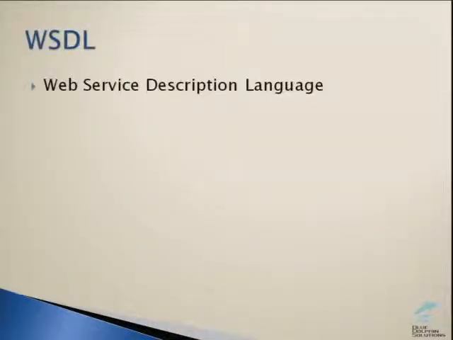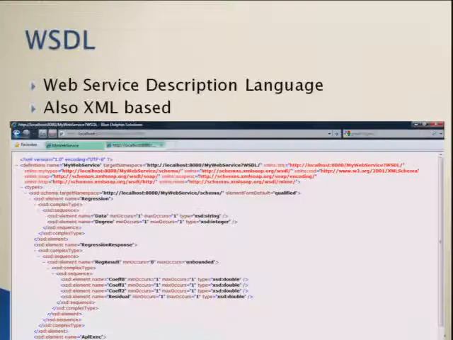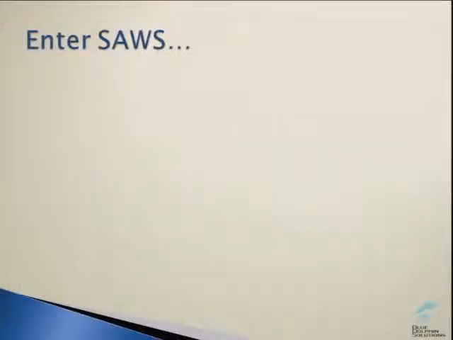Then there's WSDL, which is the Web Service Description Language. So this is how we describe our web service to the rest of the world. And it's also XML based, and it's pretty god-awful. You know, it's lengthy and cumbersome, and you really don't want to write that by hand. So this is why we have SAWS, the Standalone Web Service Framework.